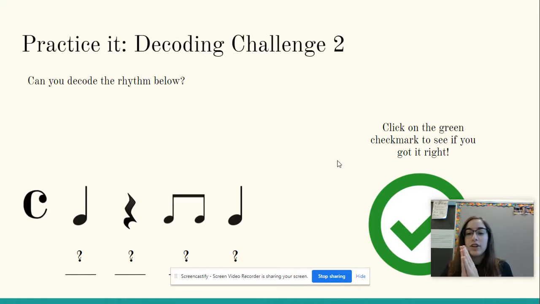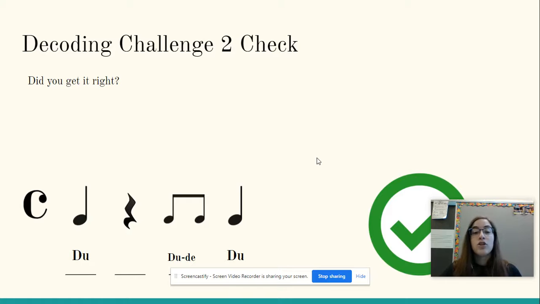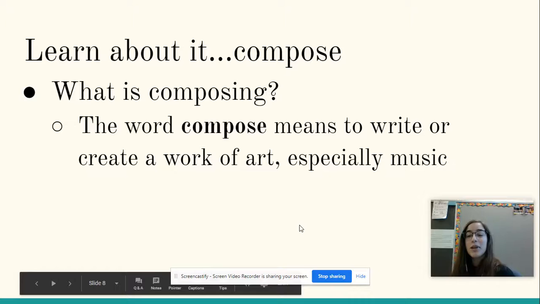1, 2, here we go. Do, do, day, do. Let's see if we got it. So we have do, a quarter note, rest, one beat of silence, do day, two eighths, and do, another quarter. Awesome. So that's a little bit about decoding.